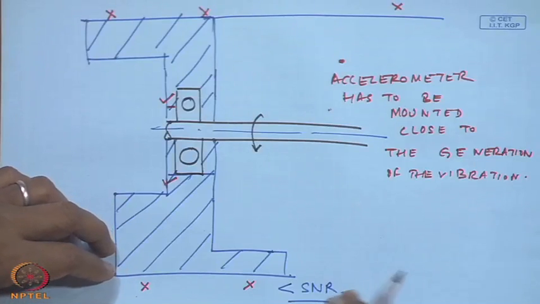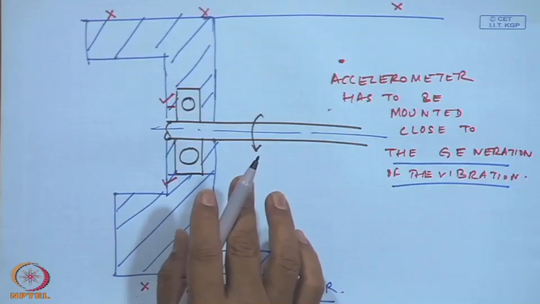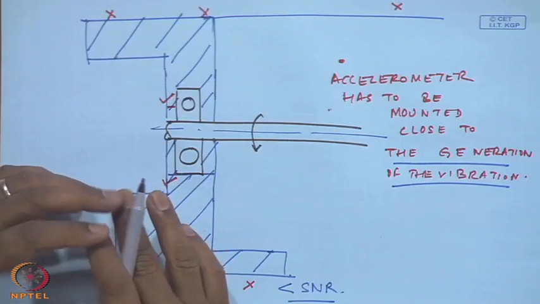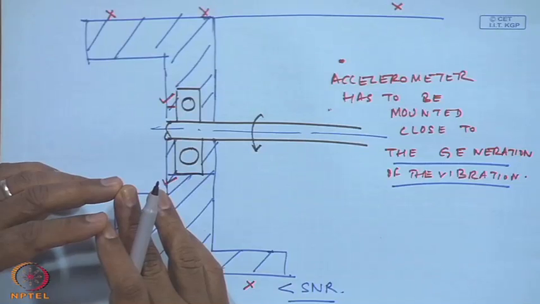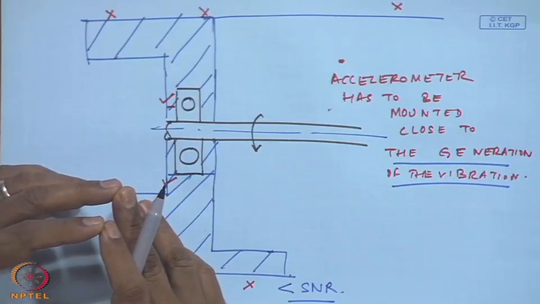So, you have to be very close to the generation of vibration, and that is why when you do an initial survey of a machine for vibration monitoring, you have to try to find out where the bearings are located, where the rotors are located in a motor, where the loose foundations are, where the impact forces are being generated, etcetera. So, these are the places where we put the accelerometers, not on a flashy control panel with a lot of meters, where you just put an accelerometer there.